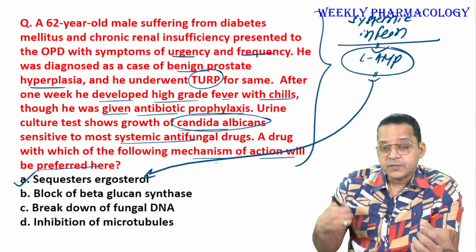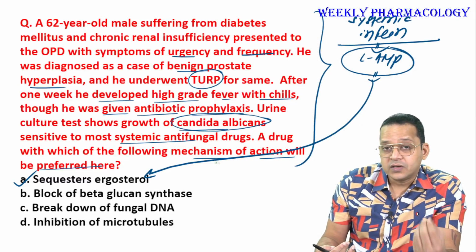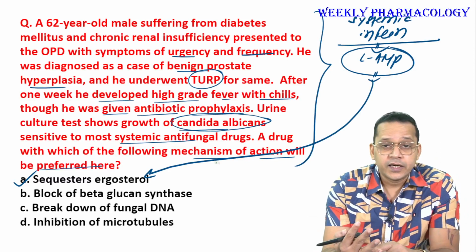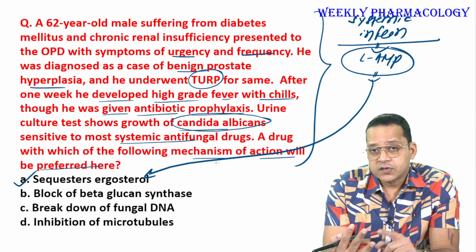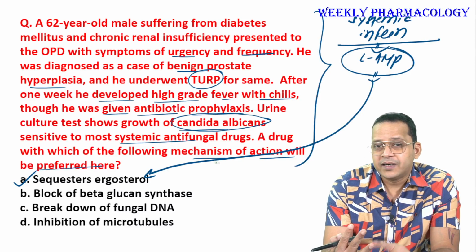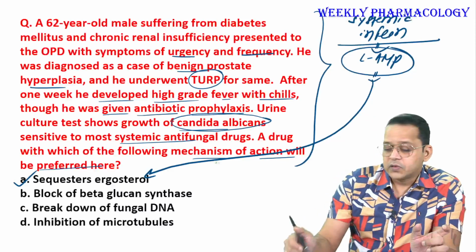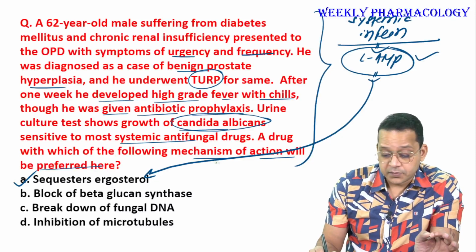So remember, for systemic fungal infections, fluconazole is not the drug of choice for candida. For example, they ask you about candida causing UTI with systemic symptoms like fever, etc. They ask you about candidemia, blood infection. They ask you about candida causing meningitis. All of these, your answer will not be fluconazole. Your answer would be liposomal amphotericin B, right?